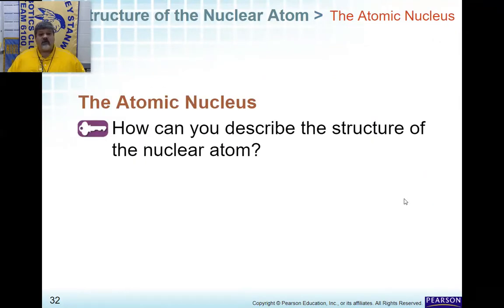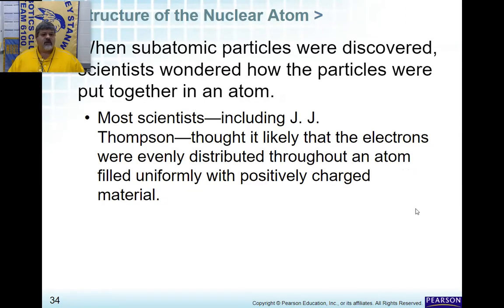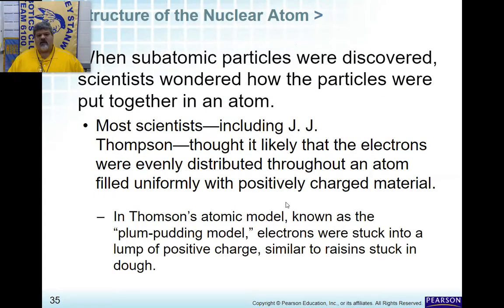Okay, the nucleus, the atomic nucleus. How can we describe the structure of the nuclear atom? Now again, J.J. Thompson did the plum pudding model, or we could say the blueberry muffin model, where the electrical charges are just throughout the atom itself. But that's not really what happened. They wondered where the atoms were, how the particles were put together. Okay, so we know that J.J. Thompson used that plum pudding model, and it was good for a while, but it didn't explain everything.